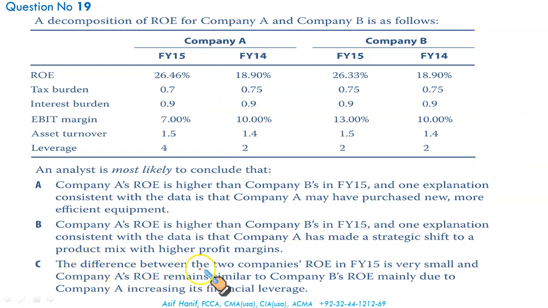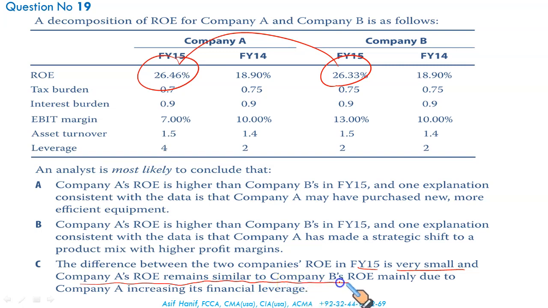C, the difference between the two companies' ROE in FY15 is very small. You can see, very small, 0.13 probably. So the difference between the two companies' ROE in FY15 is very small, and company A's ROE remains similar to company B's, mainly due to company A increasing its financial leverage, everything else being the same.